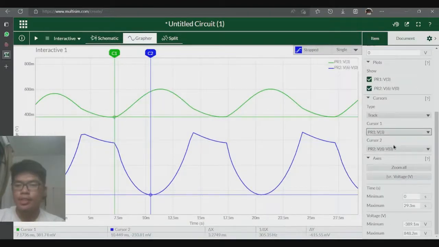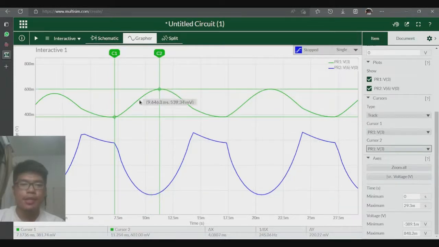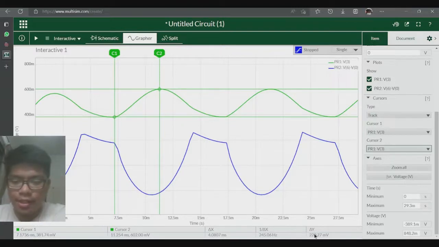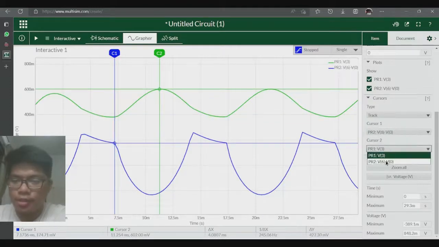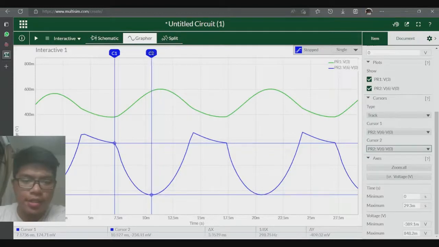Let me put the cursor here on the input line. We go from the lowest point to the highest point, which is the rising edge of our AC input. You can see the delta Y is 220.27 millivolts. So if we take the cursor back to the second line, which is the output line, you can see here is the starting point where the voltage is lowest to the peak.